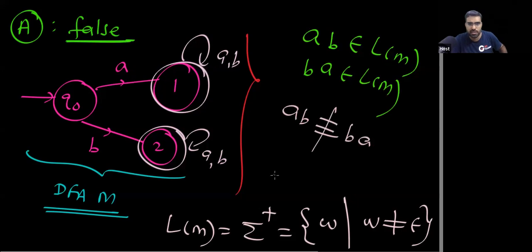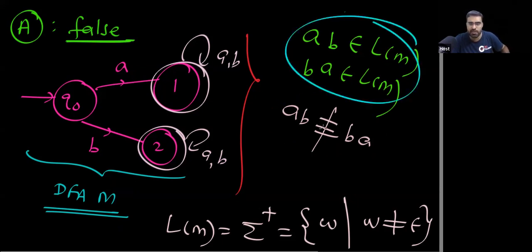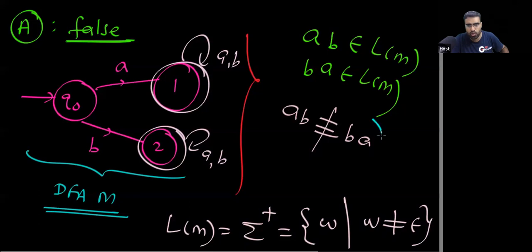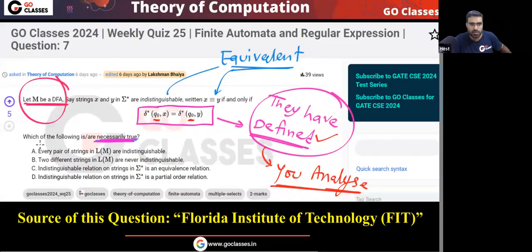They are not equivalent because from the initial state, on string AB, you will go to state 1, and on string BA, you will go to state 2. So these two strings belong to L(M), but they are not indistinguishable. This is your counterexample for option A.